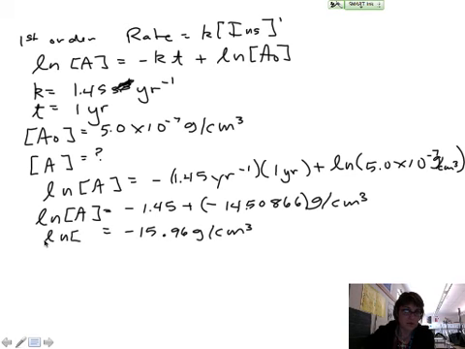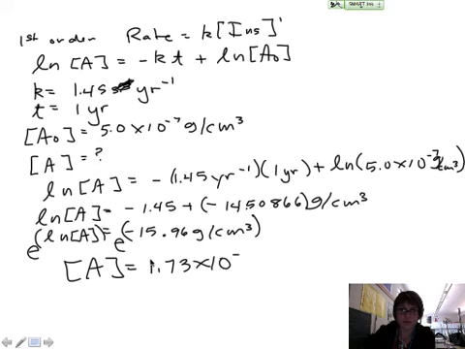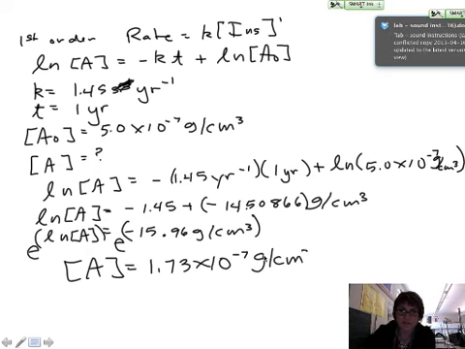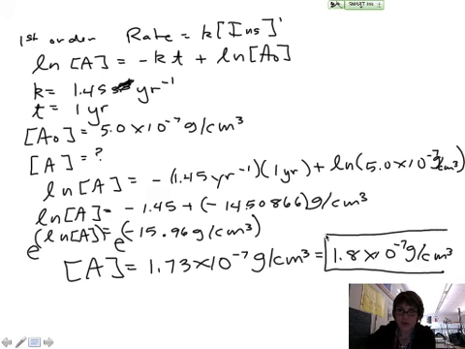And how do I undo the natural log? To undo log, we use 10 to the x, but to undo natural log, we use e raised to the power of this, which just gives us A, because e is the inverse of natural log. So then I need to take e raised to the power of negative 15.96, and I get 1.73 something something times 10 to the minus 7. Well, how many sig figs do we get to keep? Looks like we started with 2, so let's call this 1.8 times 10 to the minus 7 grams per cubic centimeter is the amount of insecticide left in that waterway after a time of 1 year.